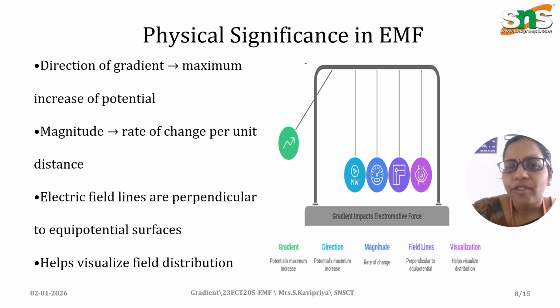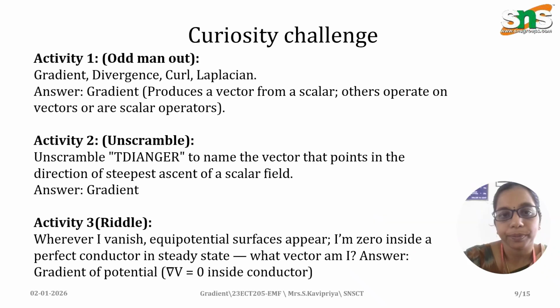Next is the physical significance of the gradient in the electromagnetic field. The gradient is used to determine the direction of the maximum increase of the potential, and also the rate of change of the scalar. It is used to determine the magnitude of the scalar, and to visualize the field distribution.